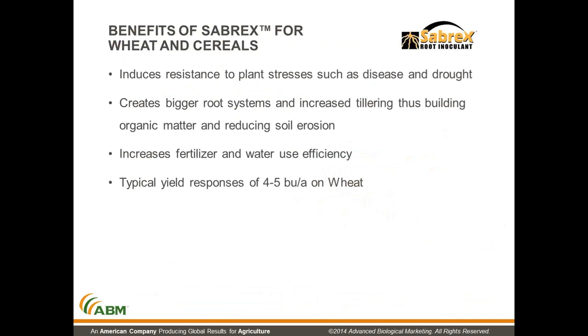And again, as a result of that trichoderma, we find we get a larger, bigger root system. We'll get increased tillering. And from things that I've seen, we'll see about 10% more tillering. And as a larger, more fibrous root system, we also help increase the soil organic matter and help in reducing soil erosion. And again, I'll show you some pictures here in a minute, but as a result of that trichoderma, we can find we'll get better germination, and the plant becomes more efficient in its nitrogen uptake. But typically, we'll see about a 4 to 5 bushel yield response on wheat.